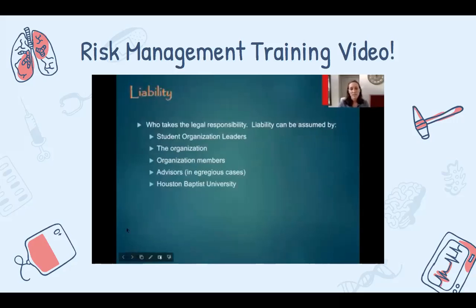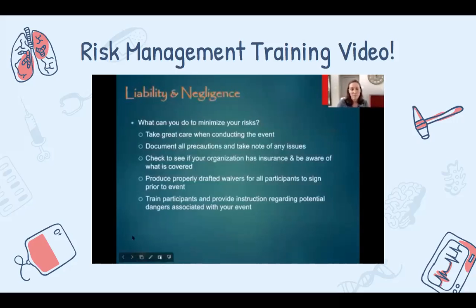Liability is who takes the legal responsibility. Liability can be assumed by your student org leaders, the organization as a whole, organization members, so individual members can be held liable as well, advisors in egregious cases, and HBU. So all of these groups or individual people can be held liable for something happening at an organizational activity or event. So what can you do to minimize your risks?